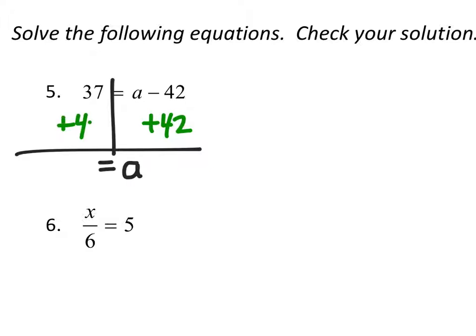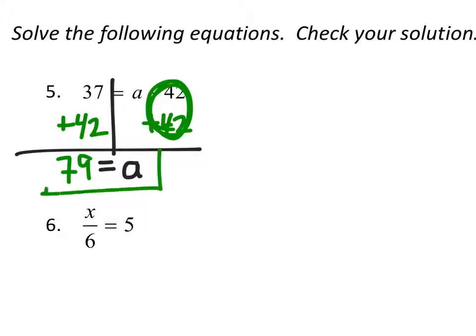So I need to add 42 to that 37 as well. So again, that makes this a 0. That's what we wanted because we just want the A. A plus 0 is just A. And by adding these, I got a 9 and a 7. So A would be 79.